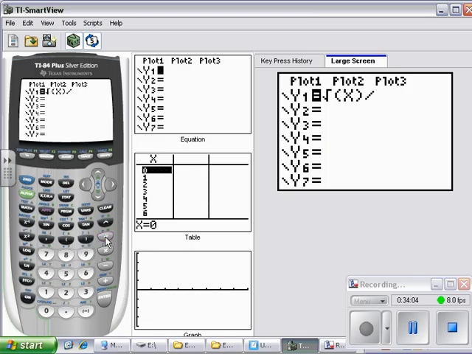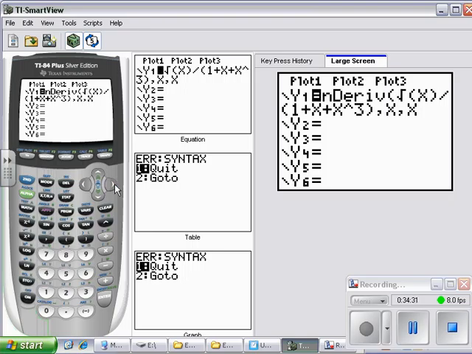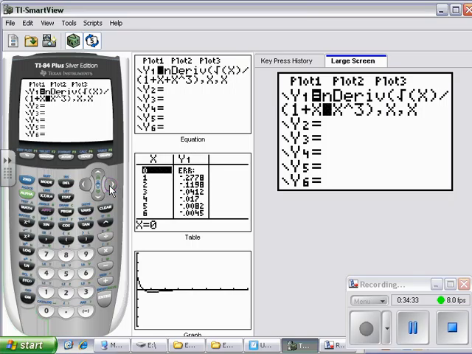Divided by 1 plus x plus x cubed, comma x, comma x. Oh, I forgot the nDeriv, which is the craziest thing of all. I need to do that. Second, insert, math 8. Okay. So to graph the derivative of a function, which would be the second derivative, I want to see where the second derivative changes sign to get a point of inflection.